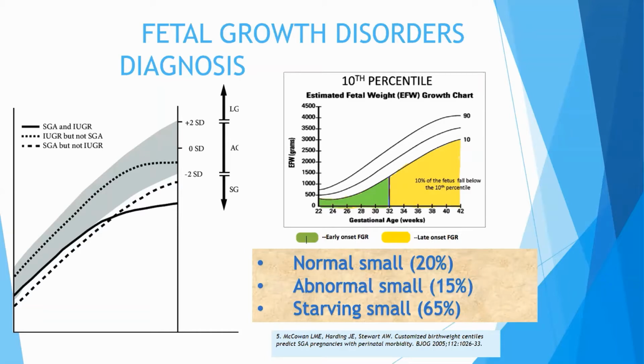And my talk today is not going to concern those who are abnormally small, but it's going to be on those who are starving small. So for those who are starving small, some of them may have this fetal growth restriction as early as less than 32 weeks, and others will have it later than 32 weeks, which is actually the majority of the babies who are growth restricted.